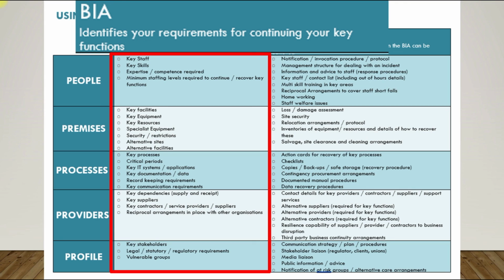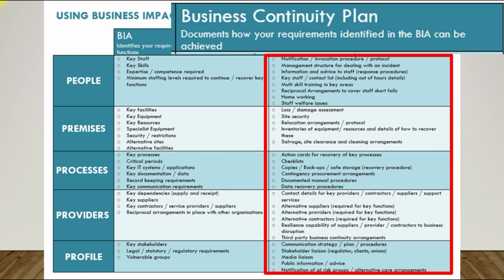In terms of suppliers or providers, what key dependencies do you have? Do you have mechanical companies that can come on within the hour in order to be able to solve a problem? Okay. What record keeping requirements do you have? The key communication requirements. Okay. And the last one, of course, profiles, key stakeholders. What are your legal, statutory, regulatory, etc.? So when you look at these things, you start recognizing that the requirement for continuing the key operations are going to be fairly detailed. Okay.